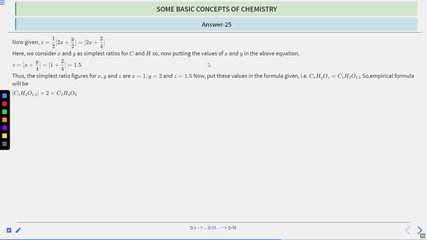So now putting the values of x and y in the above equation, z will be equal to x plus y by 4, that is 1 plus 2 by 4, that is 1.5. Thus, the simplest ratio figures for x, y, and z are: x will be 1, y will be 2, and z will be 1.5. Now put these values in the formula given, that is CxHyOz will be C1H2O1.5. So the empirical formula will be C1H2O1.5 multiplied by 2, that is C2H4O3, because a fractional subscript doesn't make any sense, right? So this is the empirical formula which is coming out as the answer. Okay, thank you.